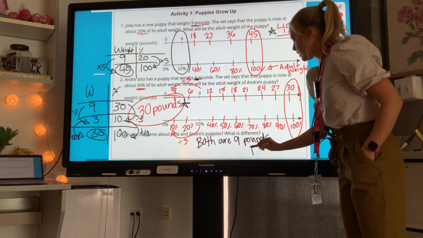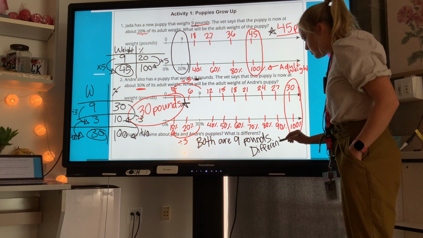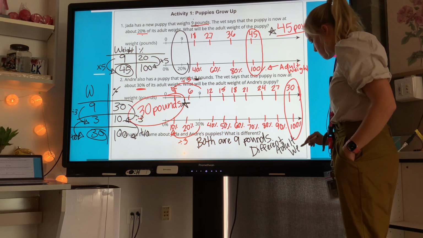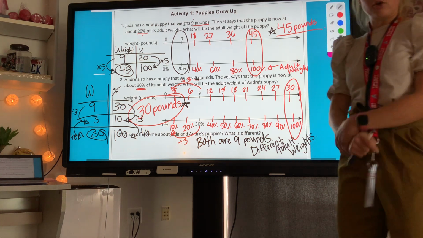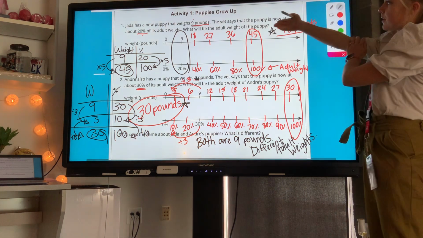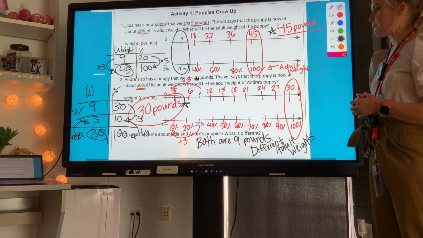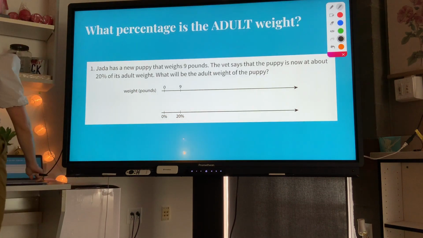So they have, I'm going to say, different adult weights. Okay. So one's going to grow up to be maybe a larger sized dog than the other. And the one that's going to be a larger sized dog is Jada's. And our work showed that. So write it down and let's move on to activity number two.